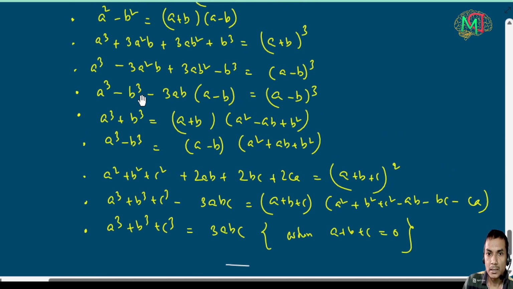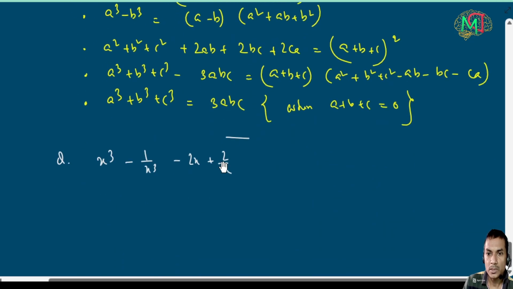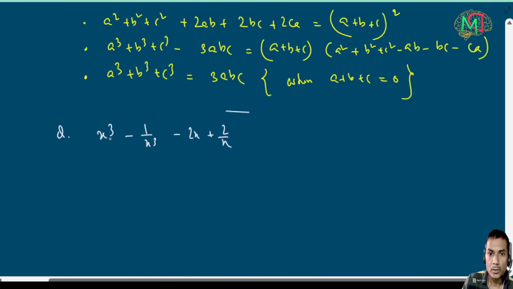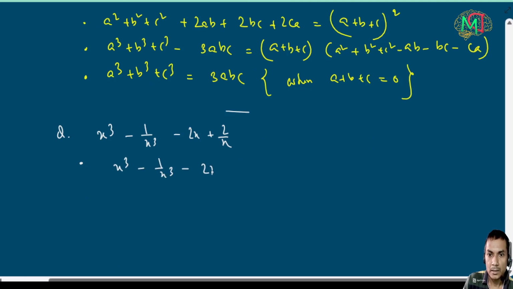Here, a cube minus b cube is a minus b into a square plus ab plus b square. Clear? So what will the answer be? First we write down the question, so minus 2x plus 2 by x is equal to x minus, this was the question, okay.